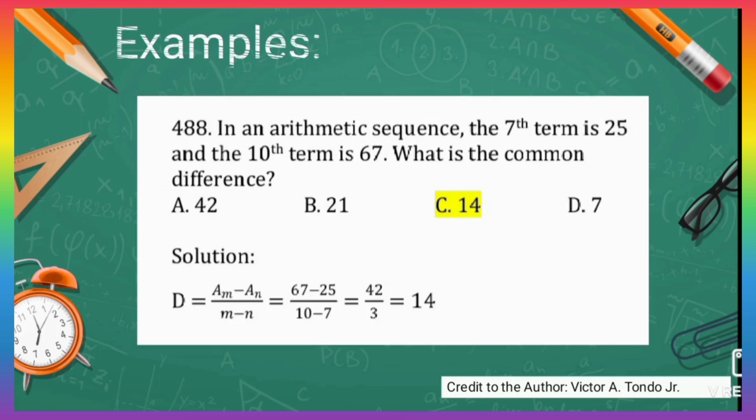Another. In the arithmetic sequence, the 7th term is 25 and the 10th term is 67. What is the common difference? Ang ganda ng questions na ito, di ba? Kasi iba-iba yung mga questions na binabato sa atin ni Sir Tondo. So, thank you kasi meron din siyang solution na binibigay. At least aware tayo sa gagamitin natin na formula in case na ito yung ma-encounter natin sa board exam.